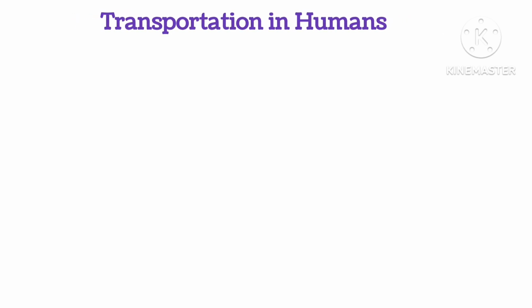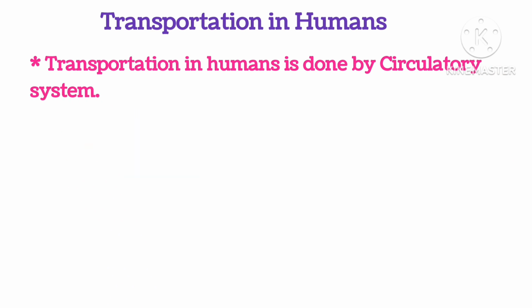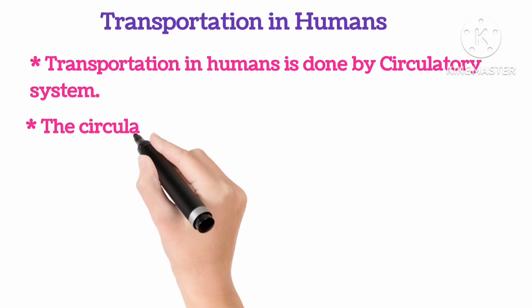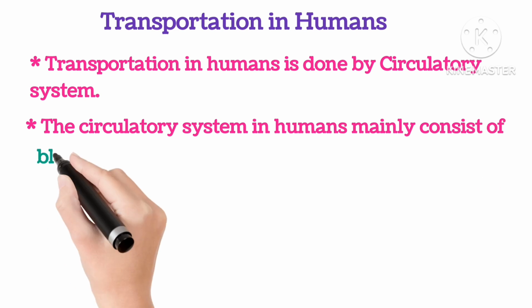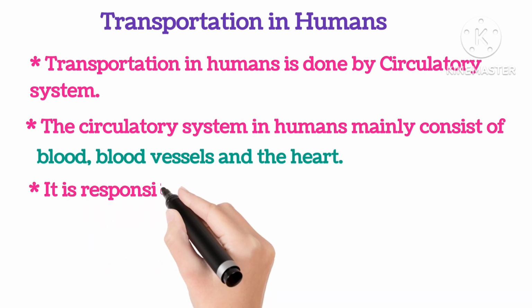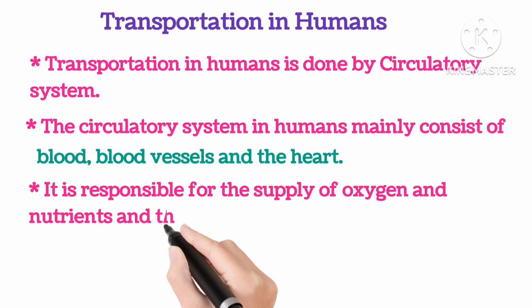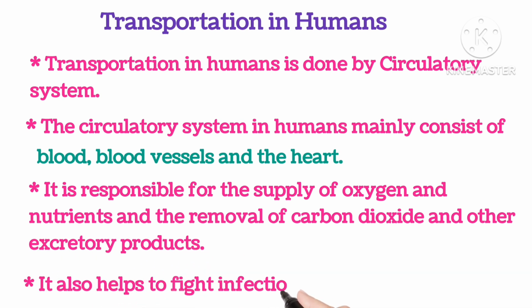Transportation in humans. Transportation in human is done by circulatory system. The circulatory system in humans mainly consists of blood vessels and the heart. It is responsible for the supply of oxygen and nutrients and the removal of carbon dioxide and other excretory products. It also helps in fight infection.